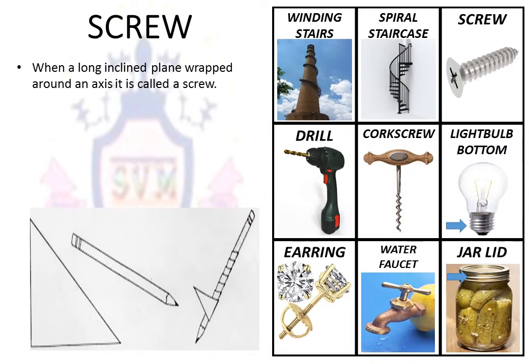A screw is a very long inclined plane. The best way to imagine a screw is take a long piece of paper, take a pencil and wrap the long piece of paper around the pencil. Now you have a screw. Notice the picture examples of a screw.